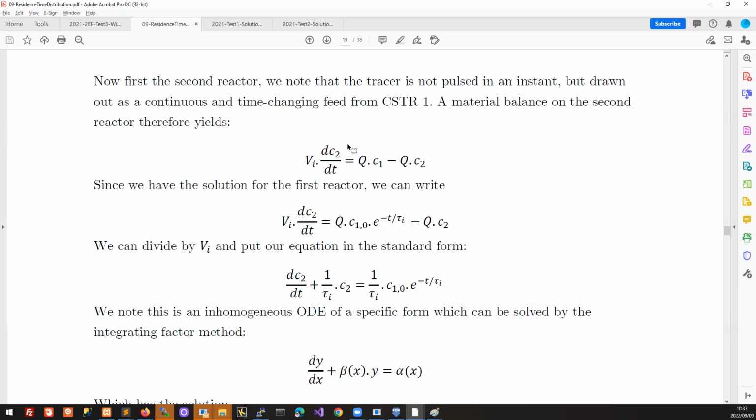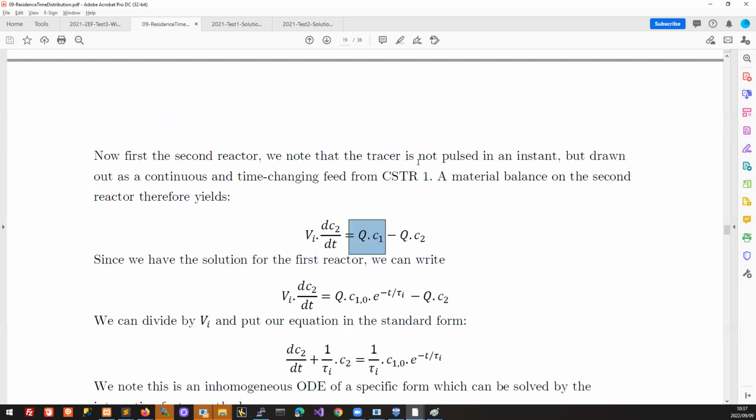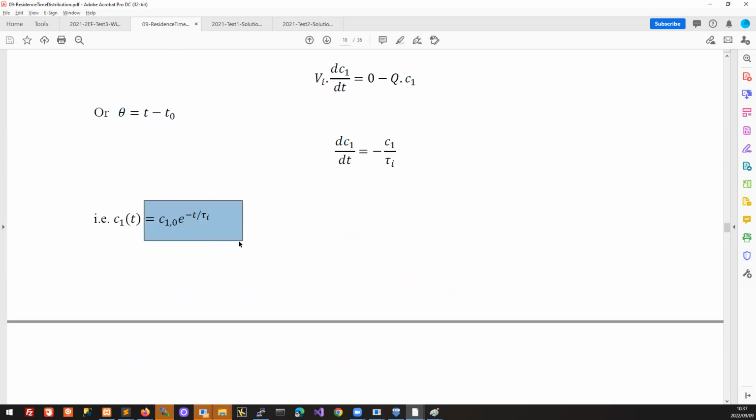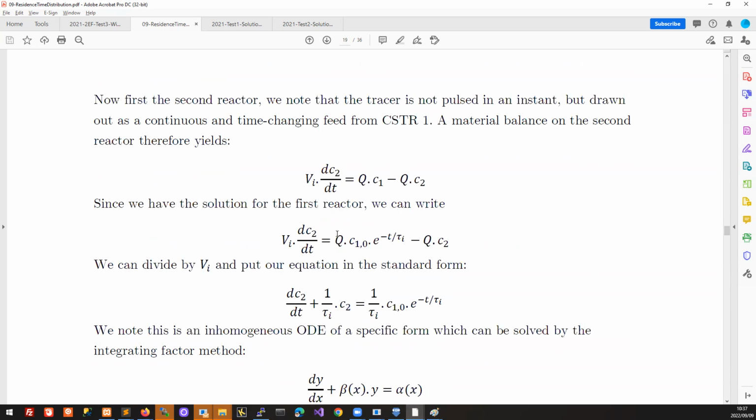And we have just solved for C1. So we integrated the equation. We've got C1 has that form. And so you substitute that there. And then if you look at this balance, you've got your volume and your flow rates. So if you divide by Q, you can rewrite it in terms of the space-time. So tau I equals VI over Q, right? So the equation looks like this.